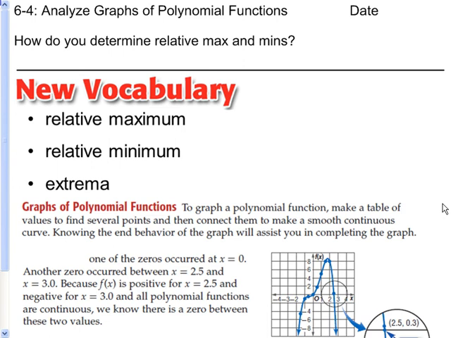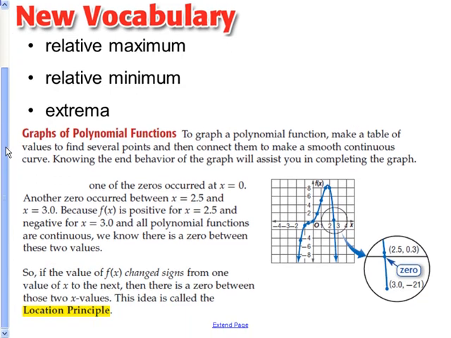For lesson 6.4, we're going to be analyzing graphs and polynomial functions. A couple things before we start the lesson: you're going to want to make sure that you have your calculator and some graph paper. And so you could write down the title. Our essential question is, how do you determine relative max and mins, maximum and minimums?